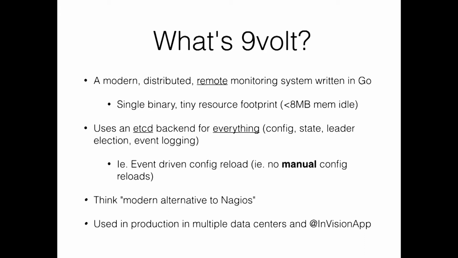You can basically think of 9 volt as a modern alternative to Nagios. There's a bunch of other monitoring systems out there, obviously. There's Prometheus and Sensu and all kinds of other stuff, and they're all pretty great. But the focus for us here is really just remote monitoring only, right, not agent-based.